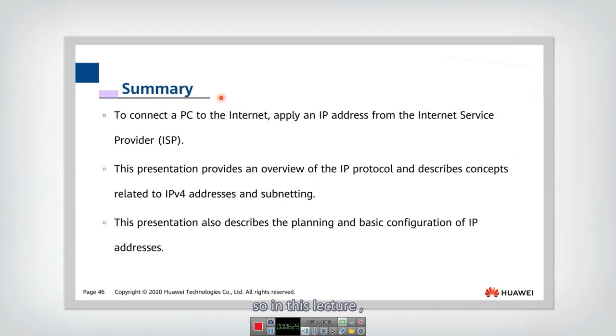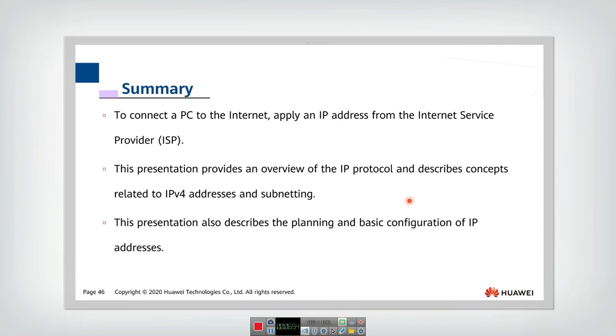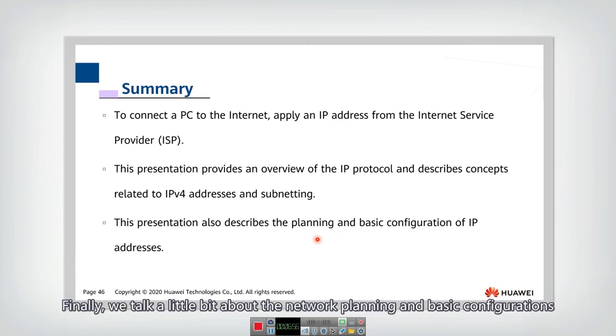In this lecture, we talked about the IP address. If you want to be connected to the internet, you must apply for an IP address. Secondly, we talked about the IP protocol and also described several concepts related to IPv4 addresses and subnetting. We also talked a little bit about the ICMP protocol and IPv6. Finally, we talked a little bit about network planning and basic configurations.